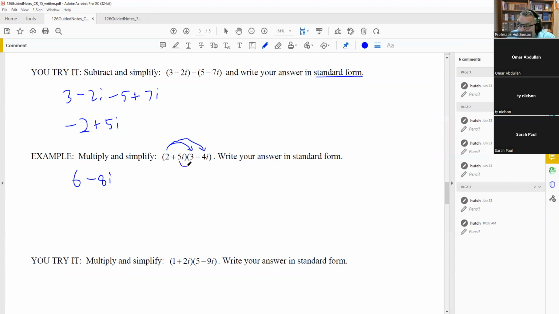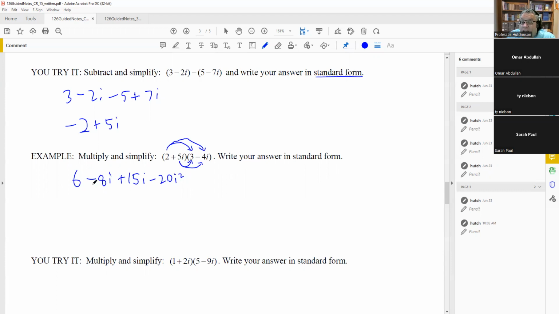Now we want to do the inner terms. So we're going to do 5i times 3, which is plus 15i. And then we're going to take 5i times negative 4. 5i times negative 4, we get negative 20. But remember, this is going to be i squared because there's 2 i's we're multiplying together.